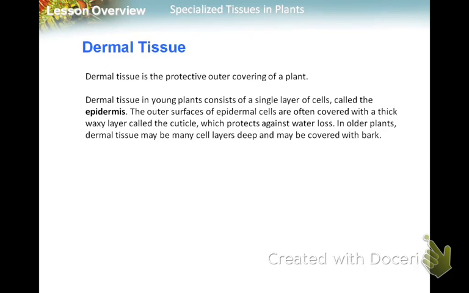Dermal tissue, just like epidermis, dermatologist, that derm means skin or outer covering. So the dermal tissue is the protective outer covering of a plant. Just like in us, the outer covering is called epidermis. Sometimes the epidermal cells produce a thick waxy layer called the cuticle, which protects against drying. In older plants, dermal tissue might be way deep down and covered with bark.